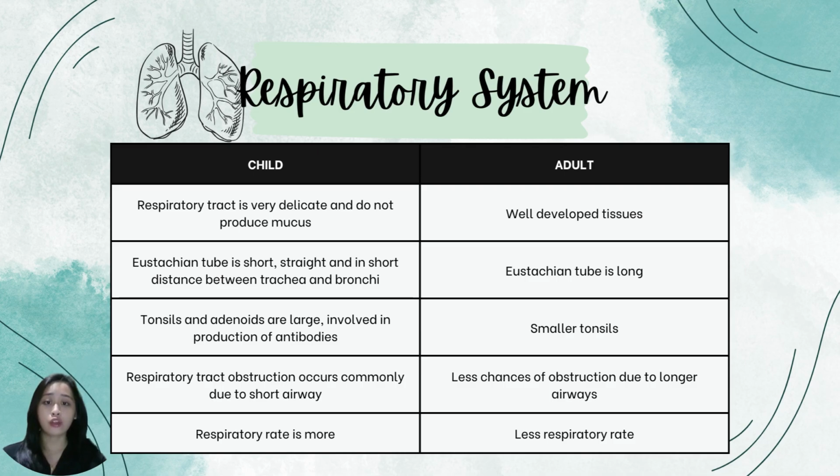In a child, the tonsils and adenoids are large, involved in production of antibodies, whereas an adult has smaller tonsils. In a child, respiratory tract obstruction occurs more commonly due to the short airway, and in an adult, there are fewer chances of obstruction due to longer airways. Lastly, in a child, the respiratory rate is higher, while in an adult it's lower.